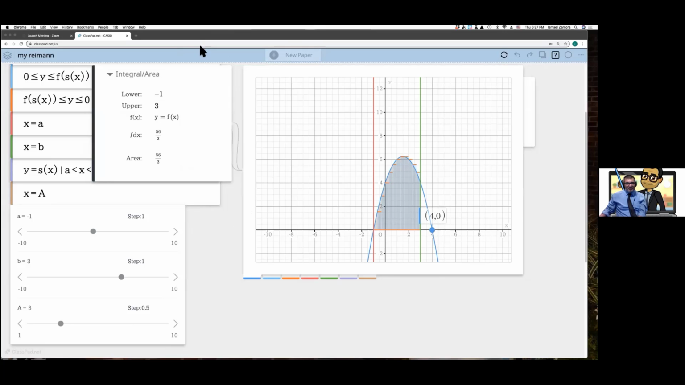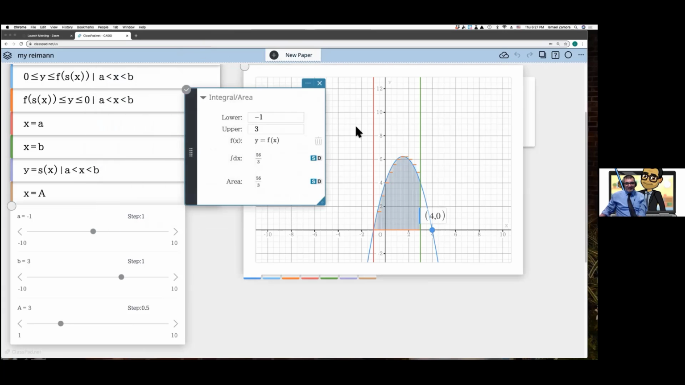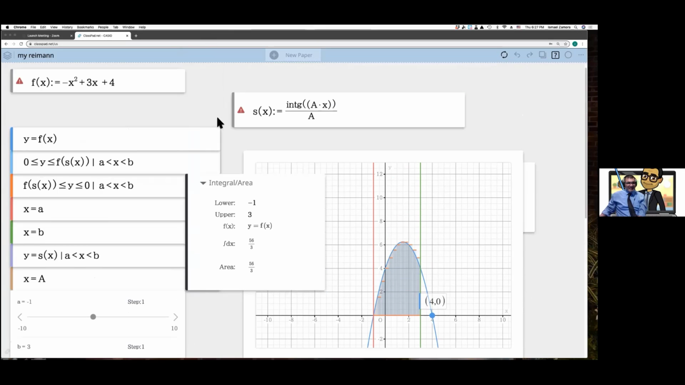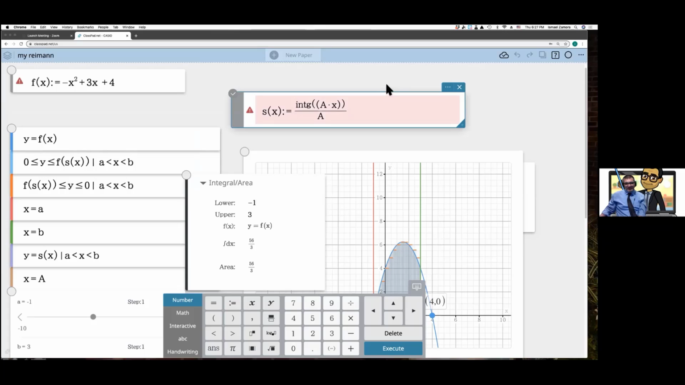And then you get the actual calculus, which is the actual area, 56 over 3, of that function between those two points. I am approximating it using a Riemann sum, and the Riemann sum is really not that tough to do. The hard part was figuring out the integral of a times x over a, to make my little steps. Thank you to Nathan over at Casio.